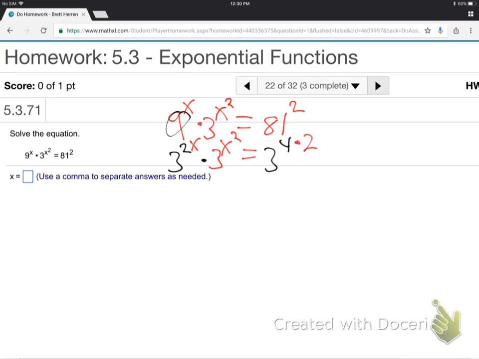Is that good so far? How are we doing? Is this making good sense so far? So 3 squared is 9. 3 to the 4th is 81.